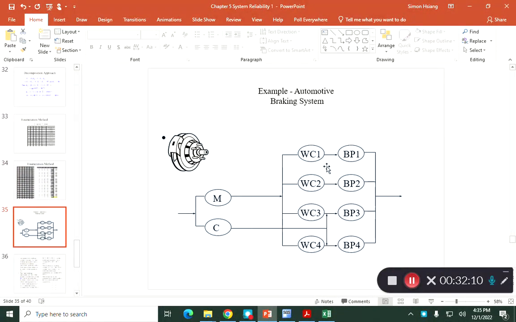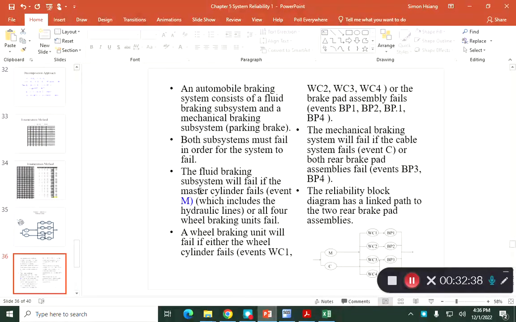Next, here is another industrial example, not related to Boeing's. I tried to find a Boeing airplane example, but couldn't find one. Here is an example of a braking system, okay? The braking system is as follows: you have the mechanical, and then you have the main valve. You have the brake pad, and then you have the wheel cylinder, okay? So here is the problem statement.